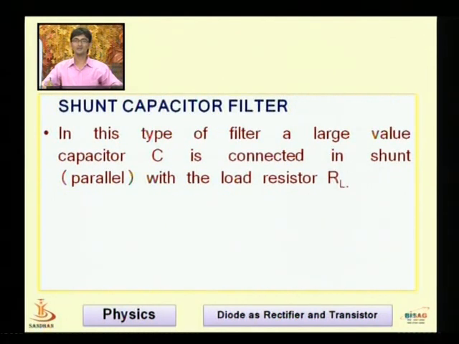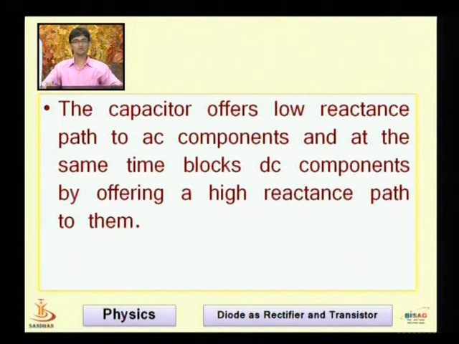Now, there are so many filter circuits available in electronics. Shunt capacitor filter, the technique number 1 for the filtration, is the shunt capacitor filter. In this type of filter, a large value of capacitor C is connected in shunt, that is in parallel, with the load resistor RL. The capacitor offers a low reactance path to the AC component.